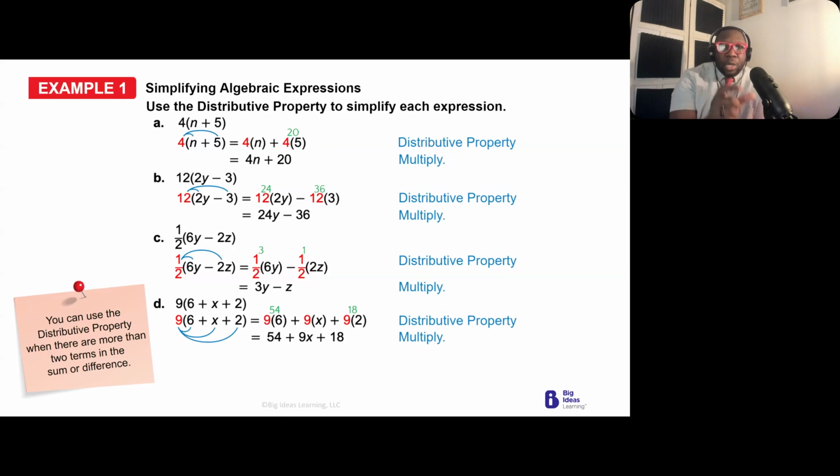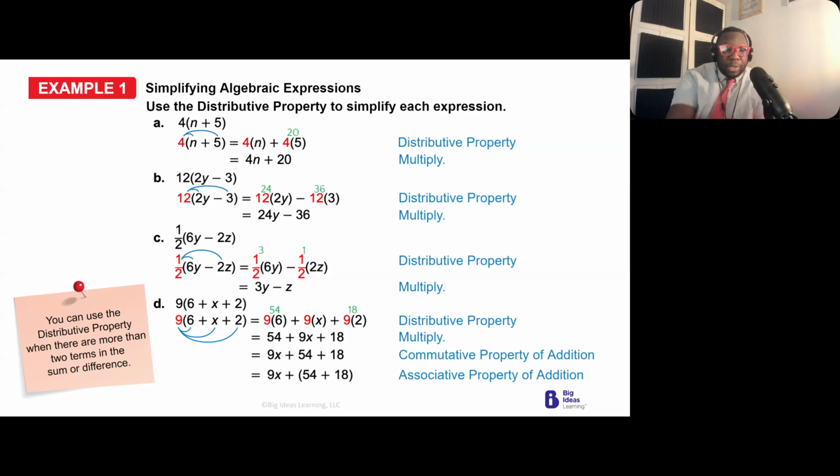However, are there any terms that we could add together to simplify? The answer is yeah, commutative property. When we look at 54 and 18, those are both constants. And because they're both constants, we can add them together. 54 plus 18 will give us 72. So we have 9x plus 72. So far, so good?